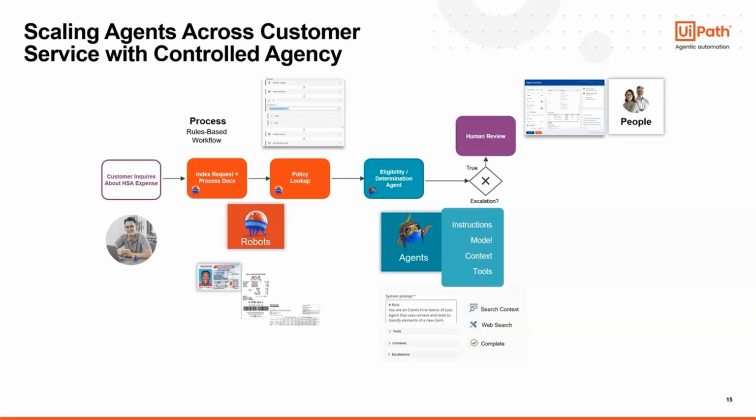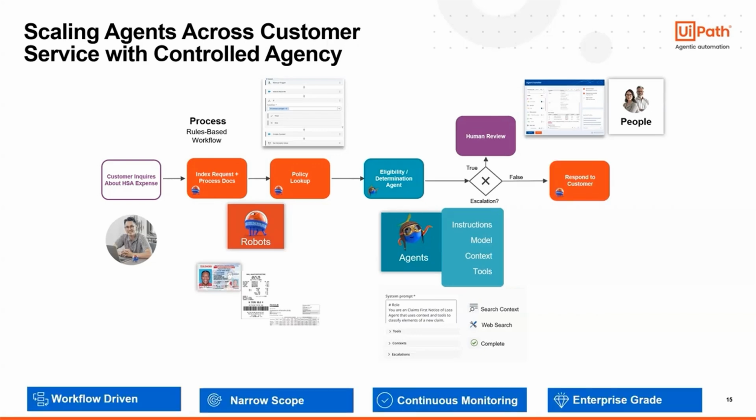And for the purpose of demonstration, I showed a human reviewing every single request coming into that health savings account's mailbox and determining whether or not the agent was correct in its initial analysis. And these, of course, all tie back to this long-running workflow. We're able to hand it back to an automation to go and execute on the narrow scope of the agent and provide continuous monitoring for our enterprise-grade automations, which is really what makes UiPath a world-class solution when it comes to agentic automation.